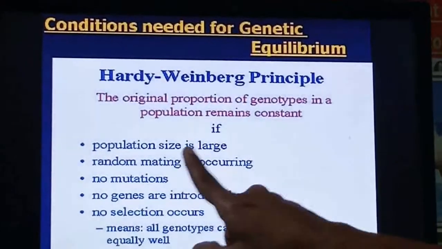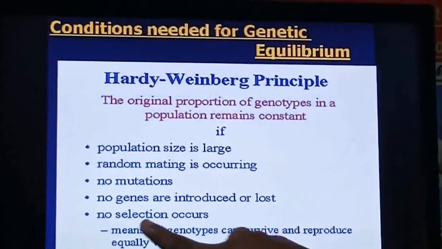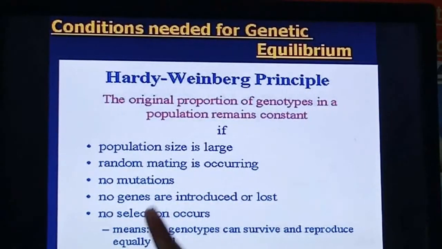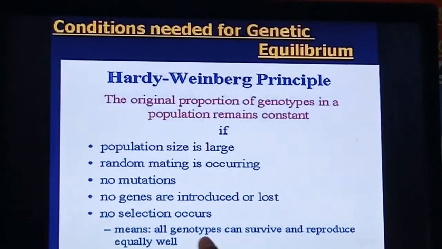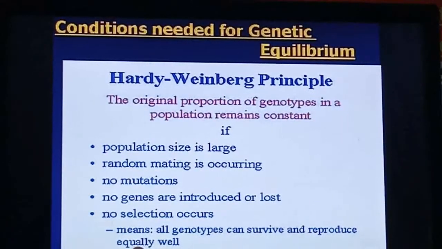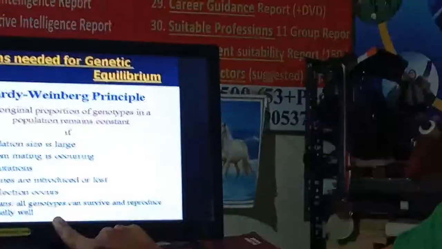If these conditions apply, it means all genotypes can survive and reproduce equally well, and because of these things that population will follow the Hardy-Weinberg principle, that is p square plus 2pq plus q square is equal to 1. But these conditions should be there, then and only then will the Hardy-Weinberg principle be followed. These conditions will also be asked in the exam, so prepare these 6 points. A 3 marks question will be asked on it.